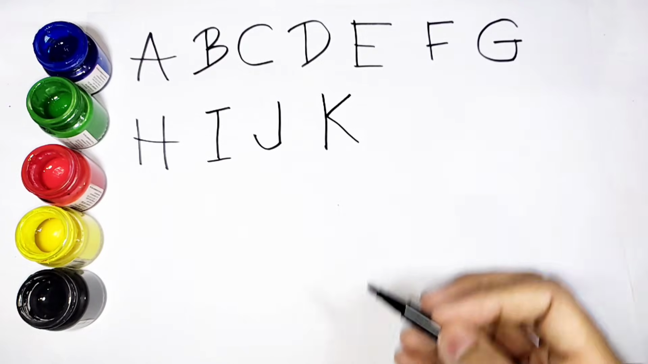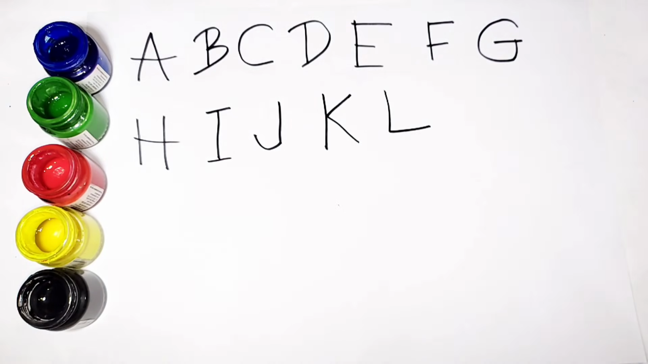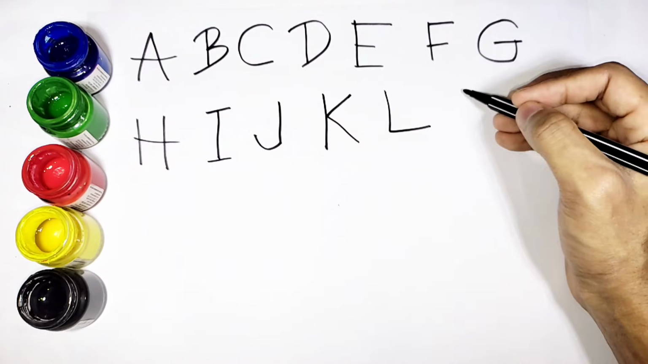And now we'll draw K. K for kite. The next one is L. L for lion, L for lemon. And the next one is M.